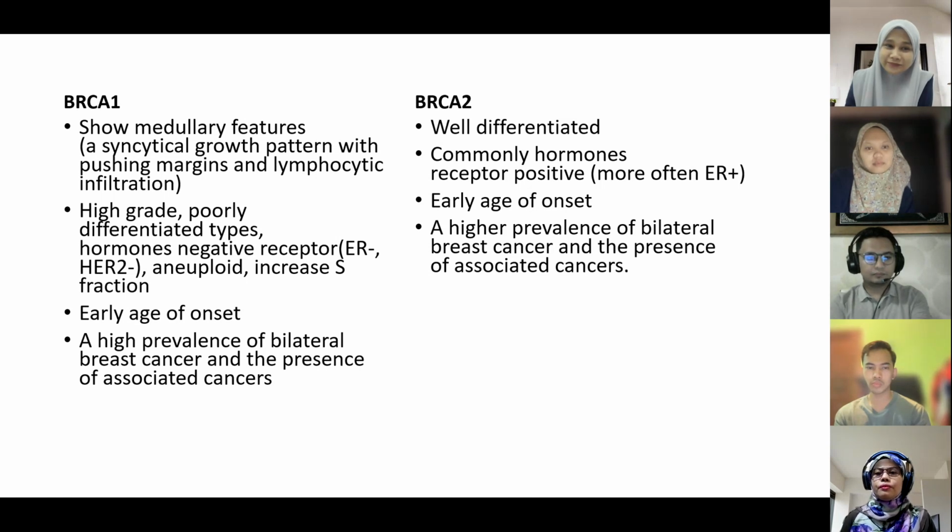BRCA2 is usually found in well-differentiated cancer type. It is commonly hormone receptor positive, and more often estrogen receptor positive. Early age of onset, we can find it, and a higher prevalence of bilateral breast cancer and the presence of associated cancer.